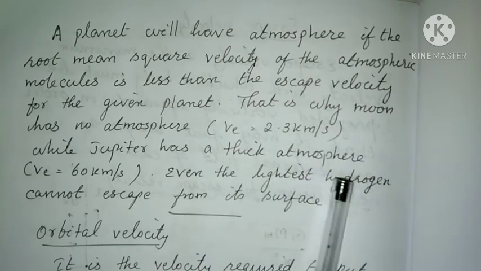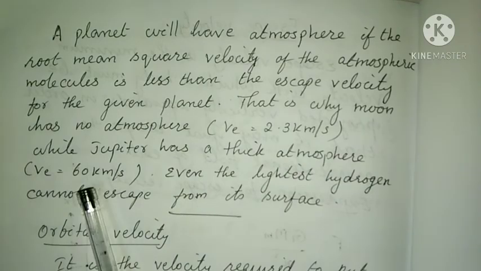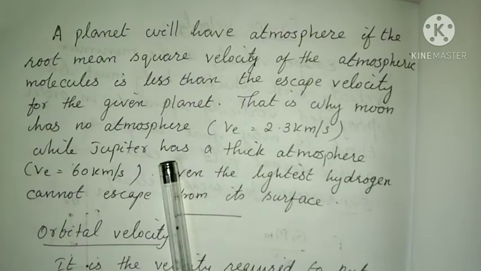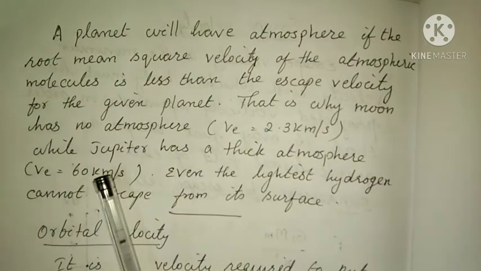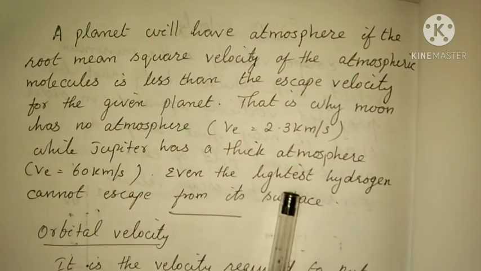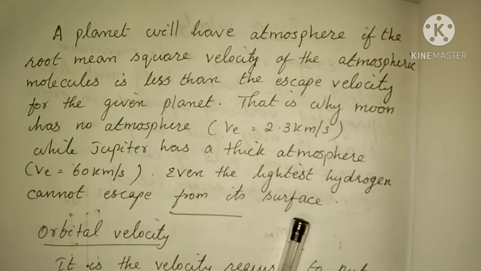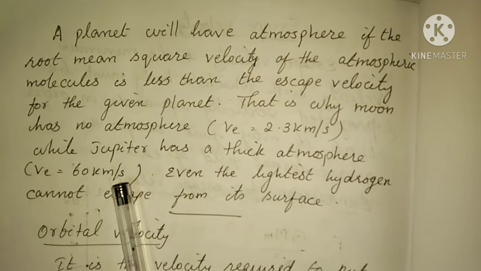But Jupiter has a thick atmosphere. The escape velocity of Jupiter is 60 km per second. So the molecules present in Jupiter have less velocity than its escape velocity. Even the lightest hydrogen cannot escape from its surface. It has less velocity than its escape velocity.